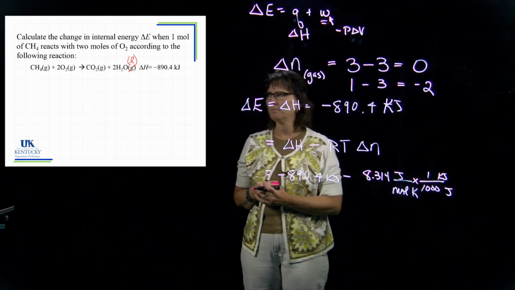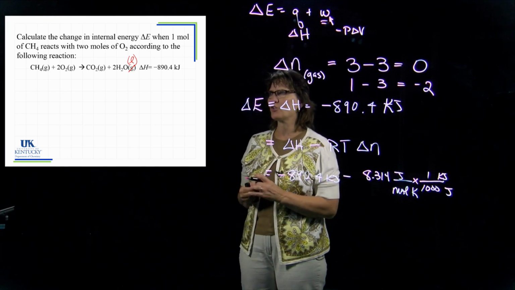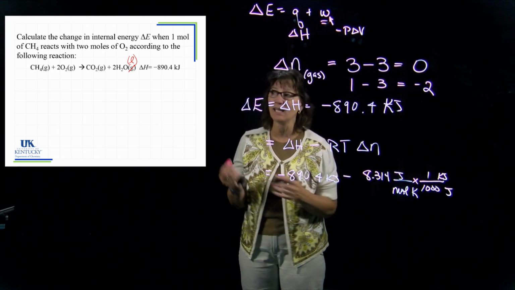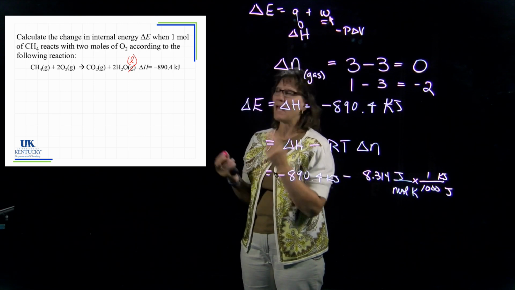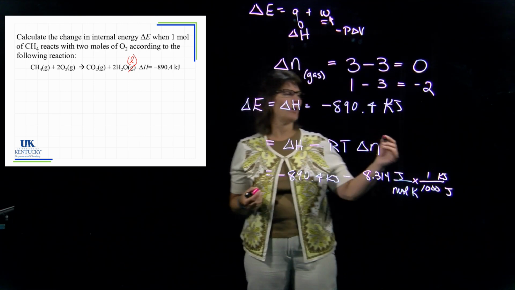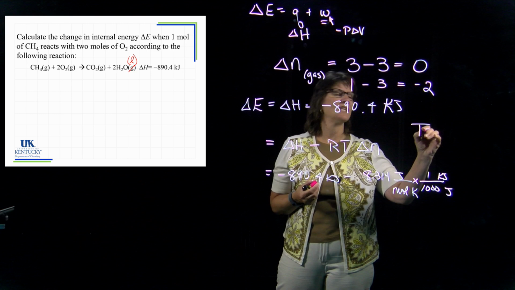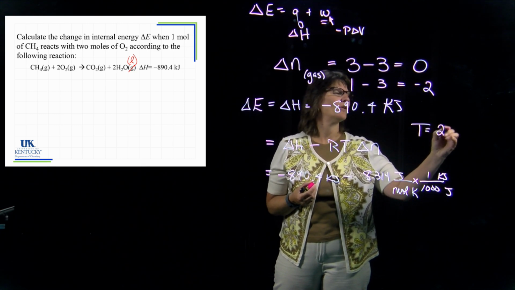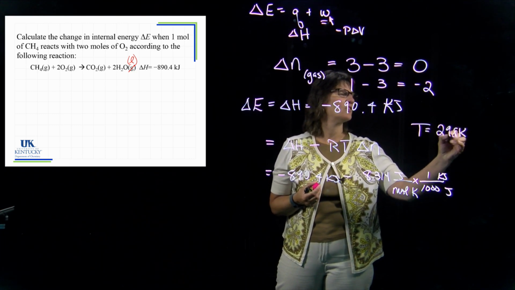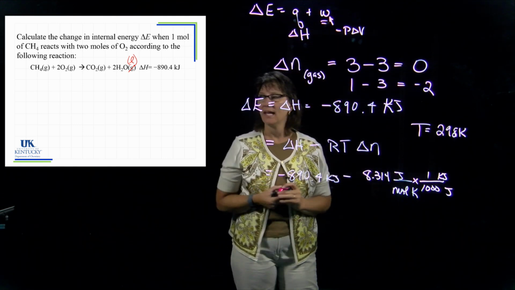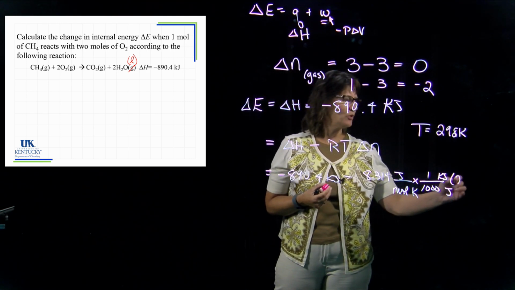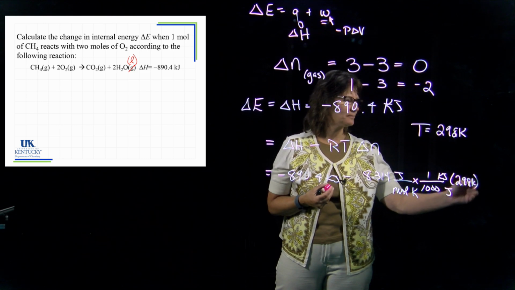So there's my R. They'd have to tell me what temperature this reaction is running at, and in the first part it didn't matter, but now that we have a pretend world, I'm going to tell you that the temperature is 298 Kelvin. I would have had to add that to the problem if we were going to work it. So we'll put 298 Kelvin.